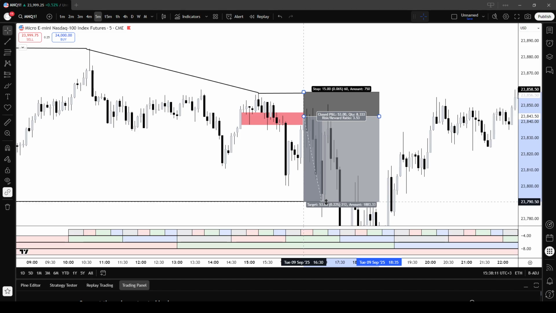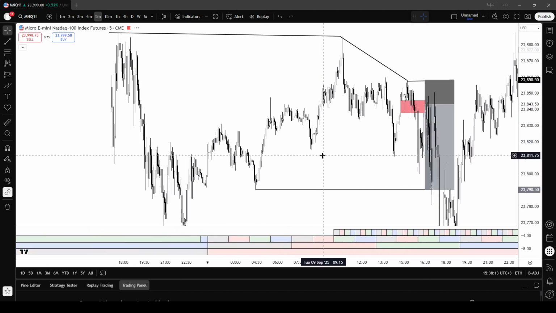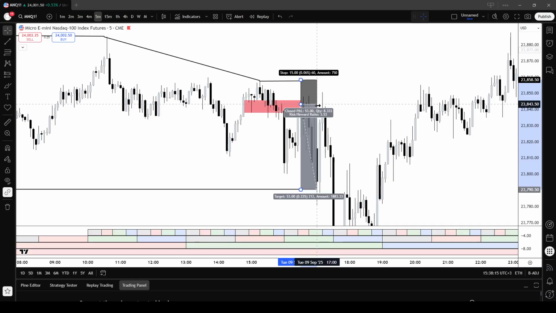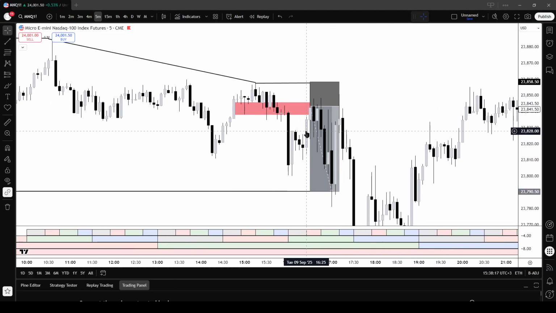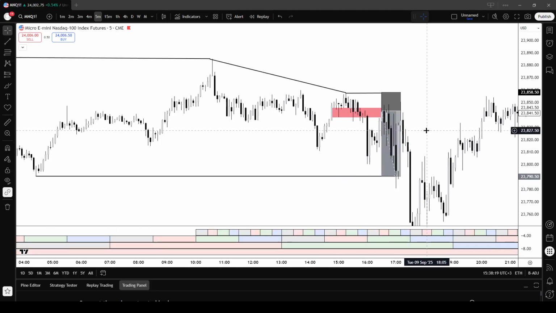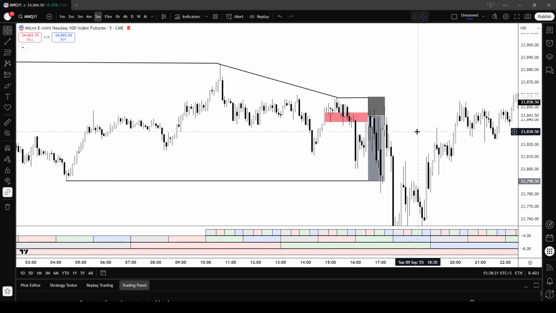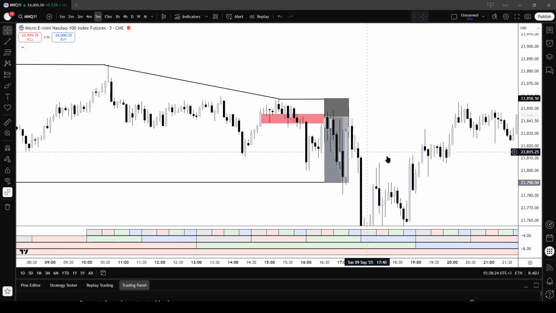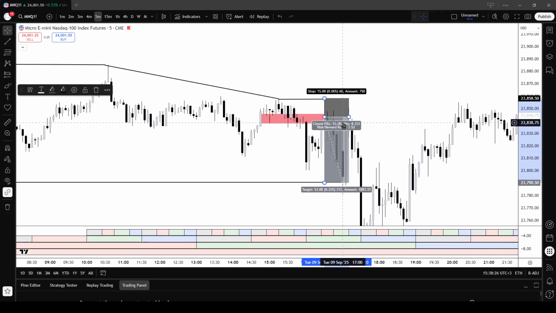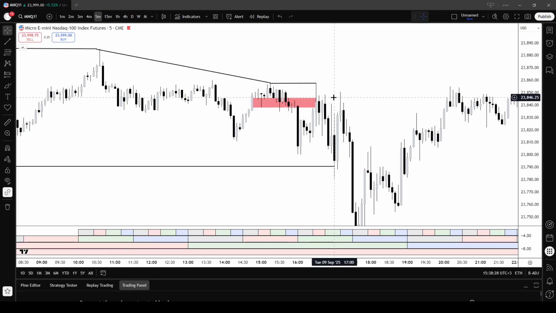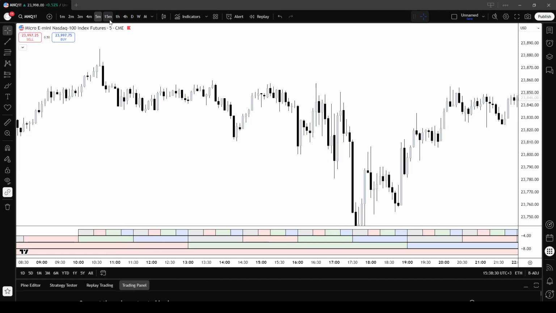Okay, so I took this trade. It's not like high RR, but it doesn't always happen that you catch high RR, so that will do. Okay, so let's get started. Why did I take this trade?